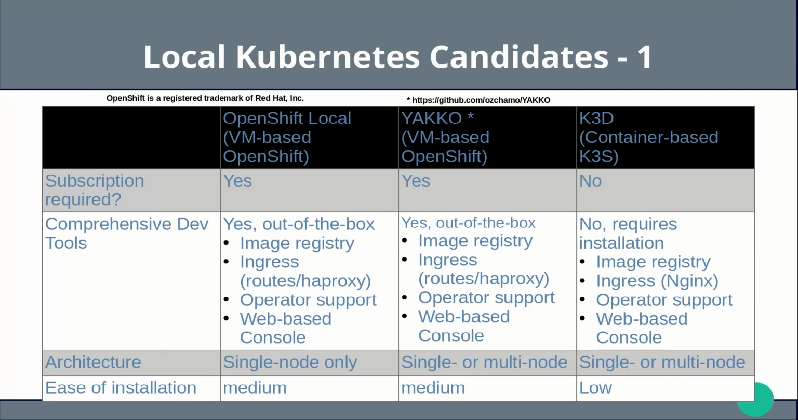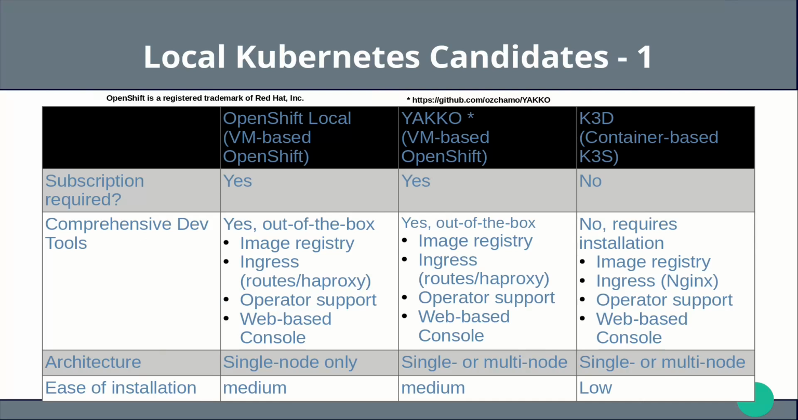You can see that there are two choices based on OpenShift. The reason being that it is feature-rich out of the box, which includes an image registry, ingress using routes via HA proxy, operator support, web-based console, and so on. For K3D, you can almost achieve exactly the same features by doing more work, installing those features yourself.